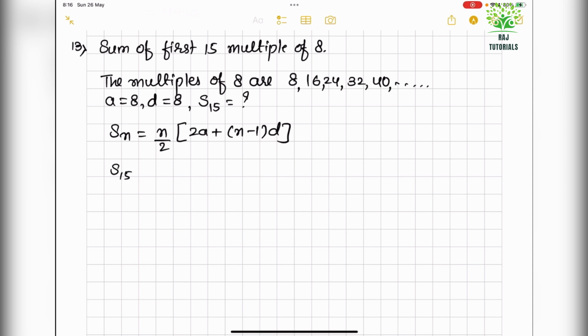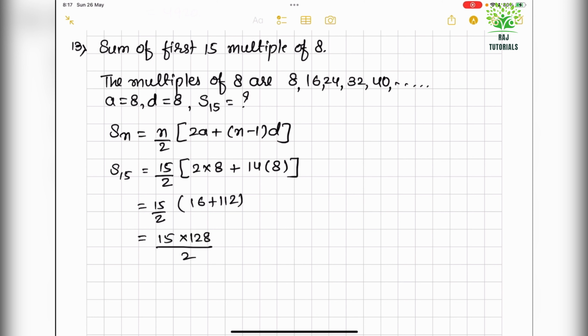So S15 will be 15 by 2 into 2 into 8 plus 15 minus 1, so 14 into 8. So that will be 15 by 2 into 16 plus 112. So that is 15 into 128 by 2. So that will be 15 into 64, if I cut 128 by 2, and that will be equal to 960.